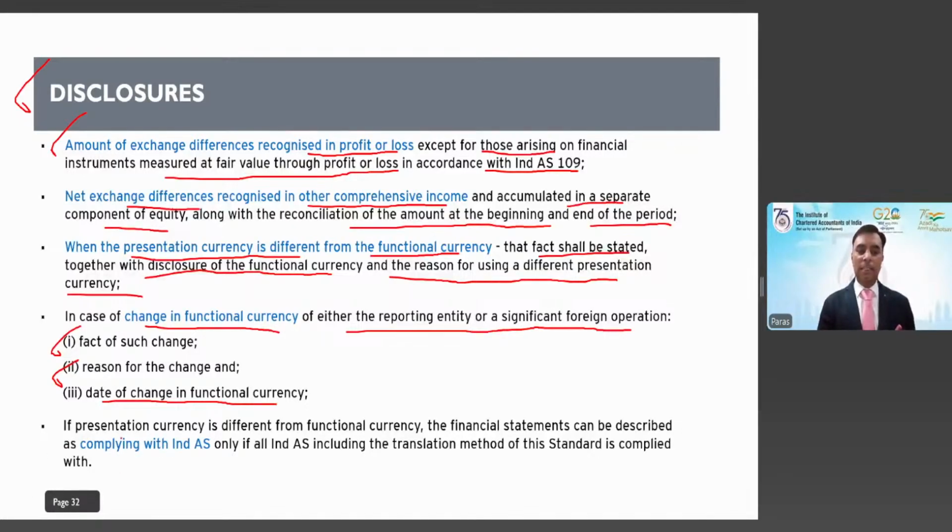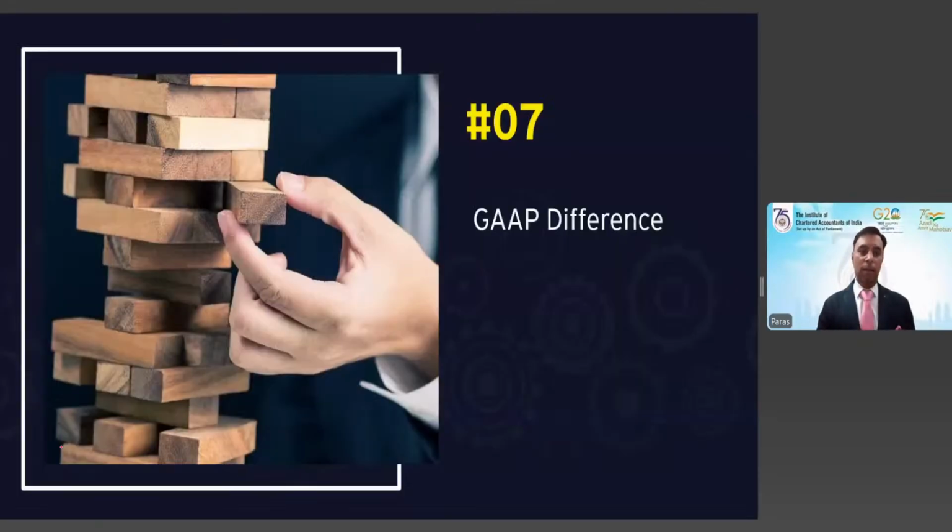And in last, they are saying if presentation currency is different from the functional currency, the financial statements can be described as complying with Ind AS only if all Ind AS, including the translation method of this standard, is complied with. So in last, you need to disclose, when the presentation currency is different from the functional currency, whether your financial statements are Ind AS compliant or not. This is regarding the disclosure requirement.